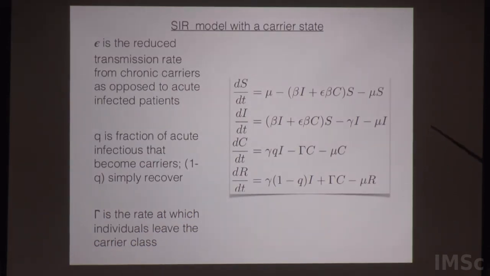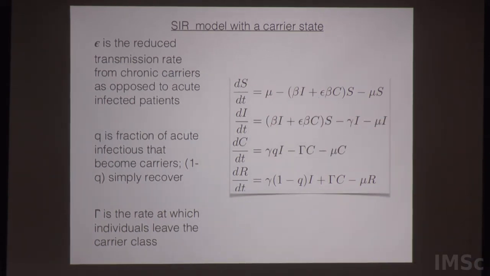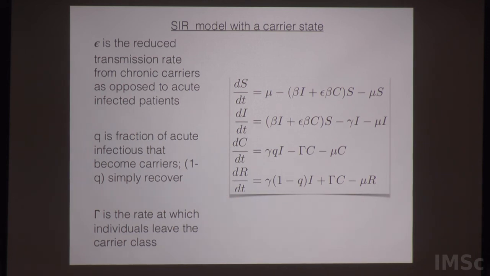Here is how I would write the equations. So here is where my carrier state appears at this point. There are new quantities that come in. There is a quantity Q, that is the fraction of acute infections that become carriers. Epsilon is the reduced transmission rate from chronic carriers to acute infected patients.